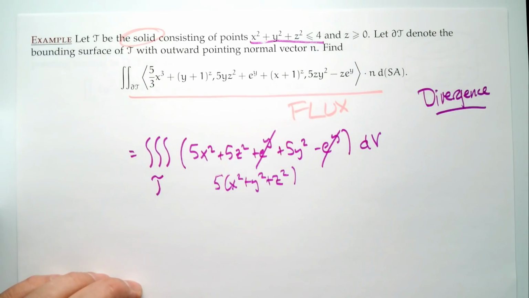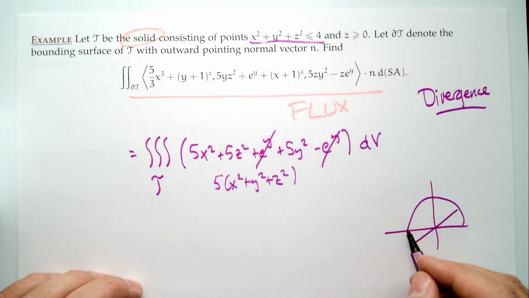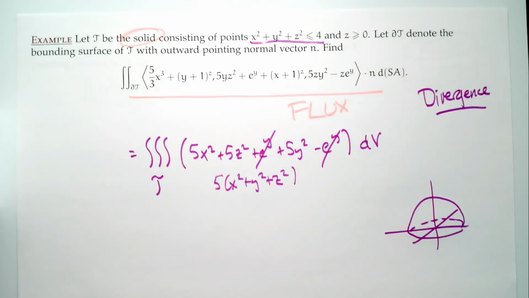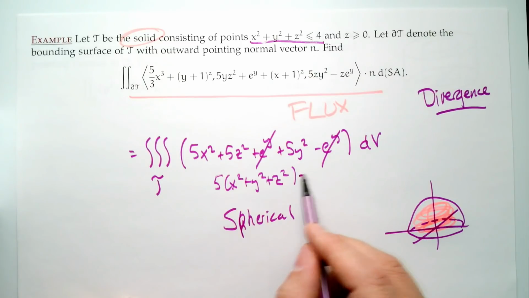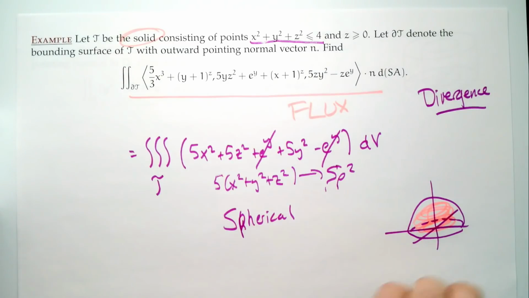So if we were going to finish this problem, how do we do it? Not polar. This is 3-dimensional. So our solid is half a sphere. What's the right thing to do for half a sphere? Yeah, go to spherical. Spherical for the win. Because this becomes 5 rho squared. And then life is good.